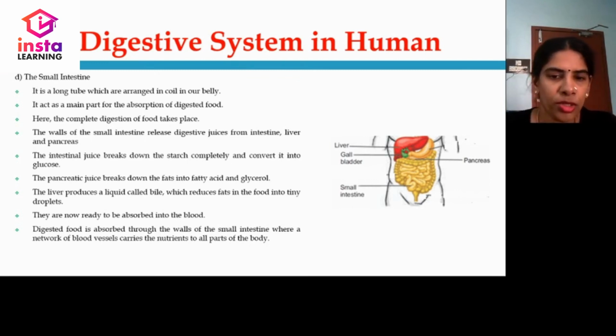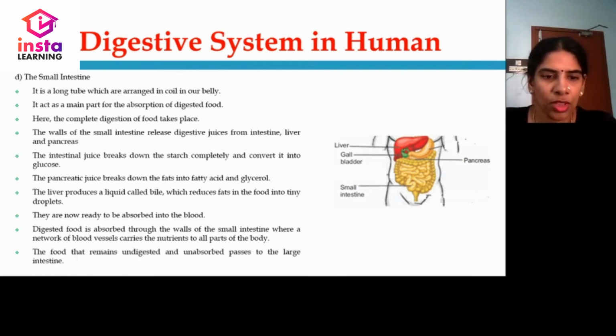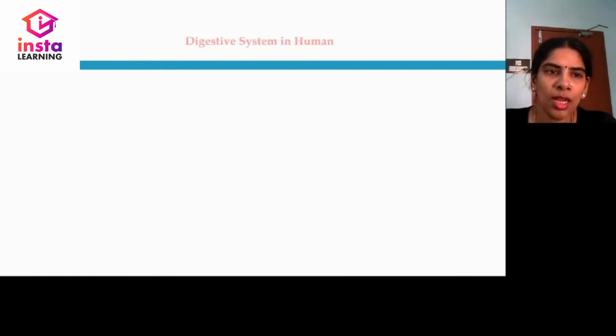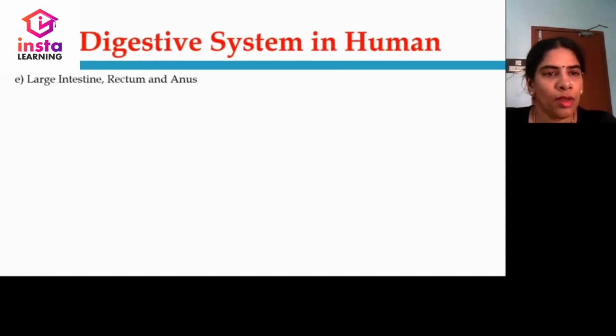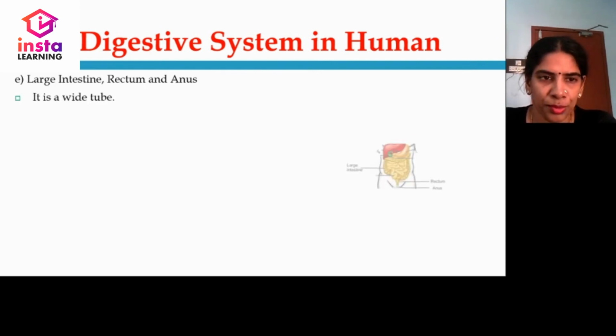Okay. Now the food is absorbed by the network of vessels. The food that remains undigested and unabsorbed passes to the large intestine. What happens in the large intestine? We know that the large intestine is a wider tube than the small intestine.